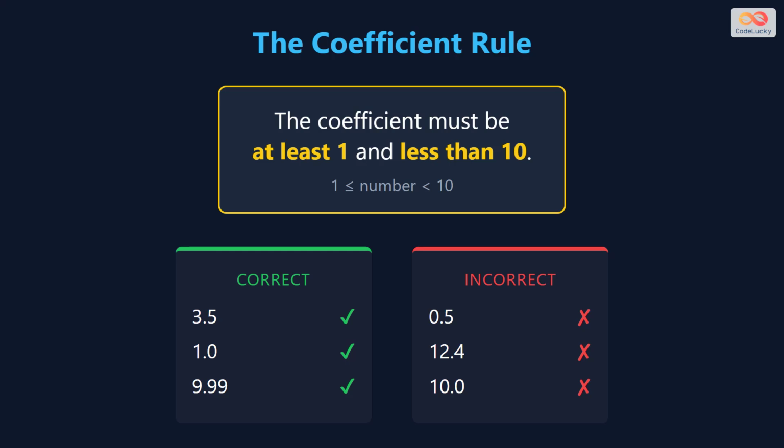There is one very strict rule for the coefficient. It must be a number greater than or equal to 1, but strictly less than 10. For example, 3.5 is valid because it is between 1 and 10. However, 12.4 is not valid because it is greater than 10, and 0.5 is not valid because it is less than 1.